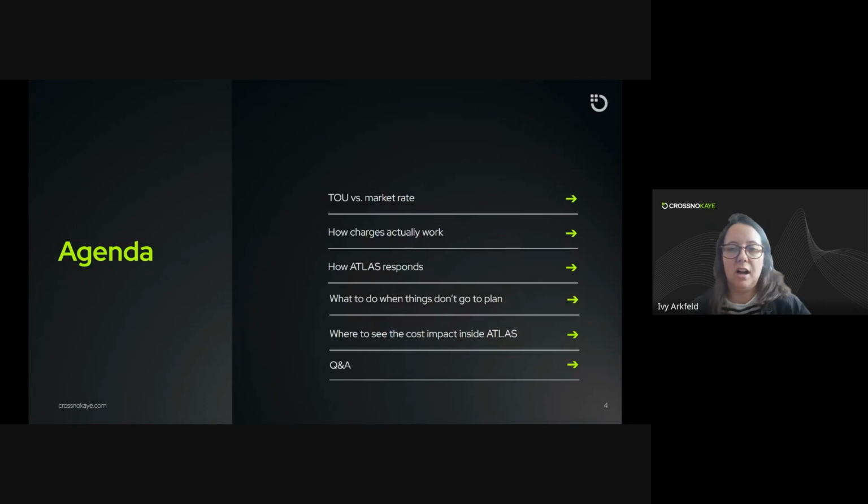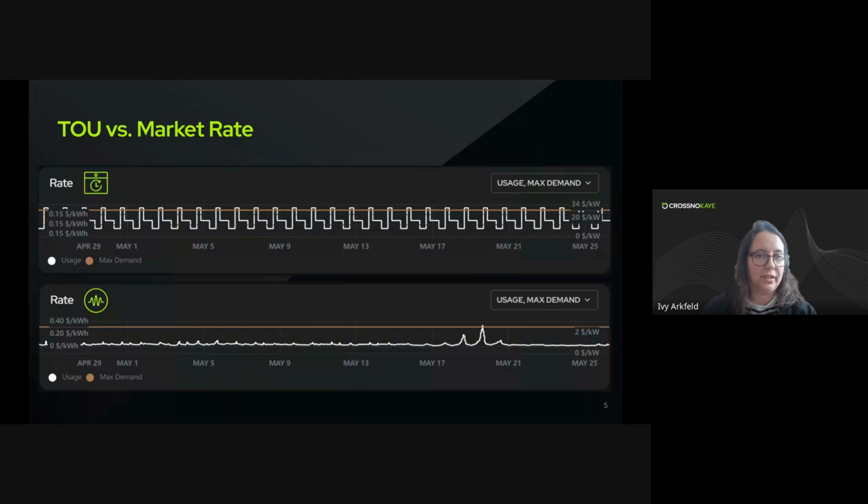So what we're going to cover is, first off, what is time of use versus market rate? What is the difference there? How do those charges actually work? And we're going to go over that in a general sense. How Atlas responds to these signals, what to do when things don't go to plan, and where to see the cost impact inside of Atlas. And then finally, we'll have our Q&A time slot.